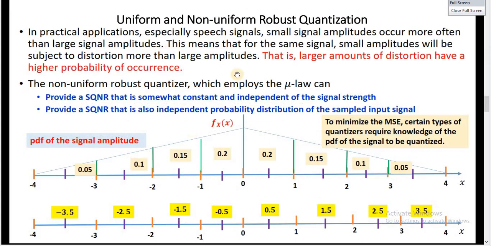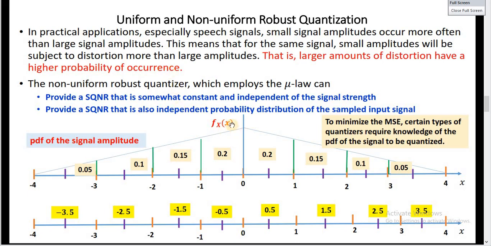Uniform and non-uniform robust quantization. In practical applications, especially speech signals, small signal amplitudes occur more often than large signal amplitudes. This means that for the same signal, small amplitudes will be subject to distortion more than large amplitudes. That is, large amounts of distortion have a higher probability of occurrence.